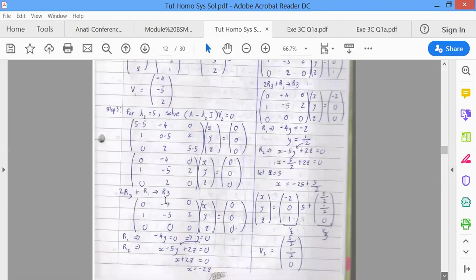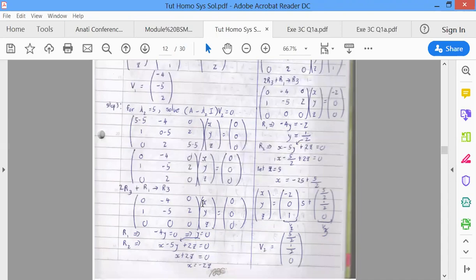So from equation 1, from row 1, negative 4x equal to 0. Row 1, 0 times x, so 0, negative 4 times y, 0 times z. So negative 4y equal to 0, or y equal to 0. Then for the second equation, you have x minus 5y plus 2z equal to 0. So you plug in y equals 0 here. You have x plus 2z equal to 0, or x equal to negative 2z. Then you let z be s, so x will be negative 2s.